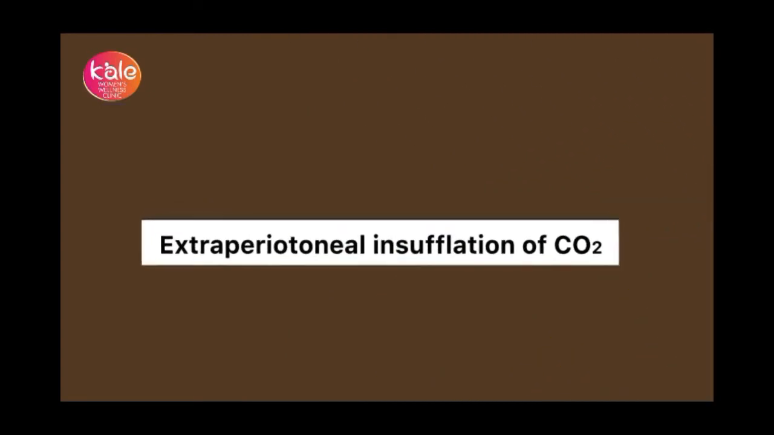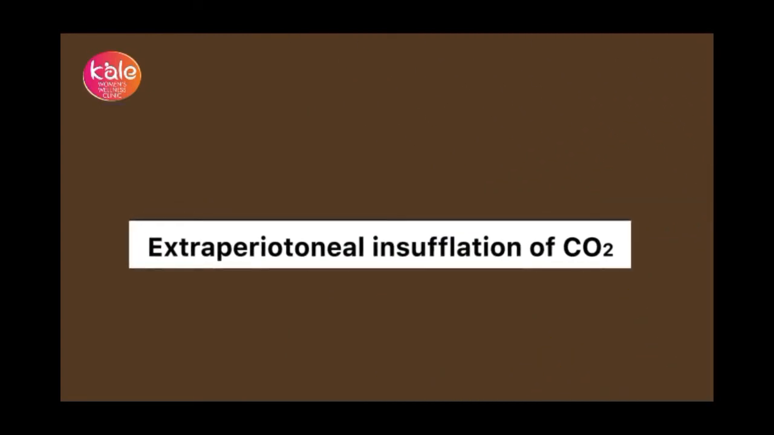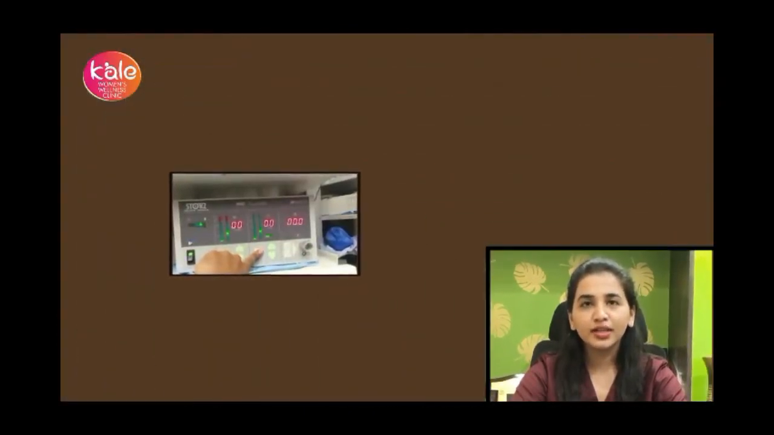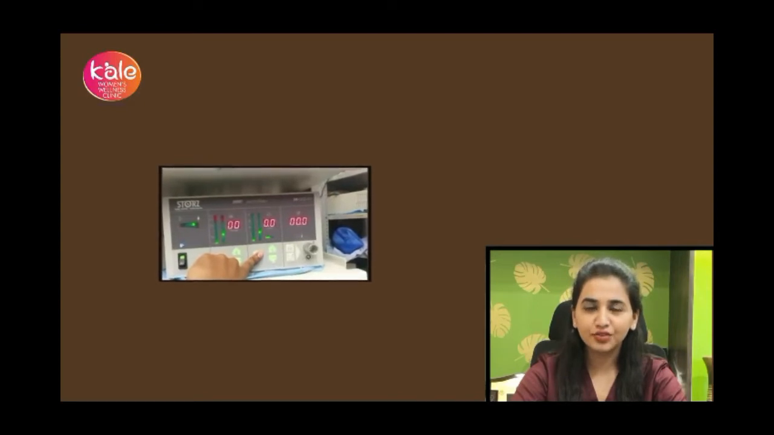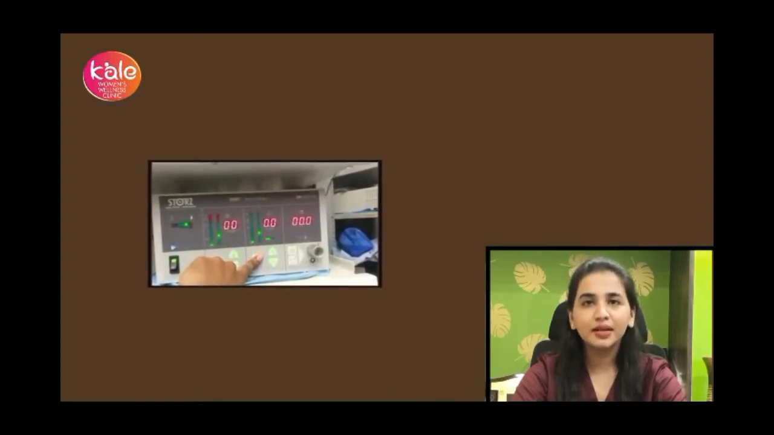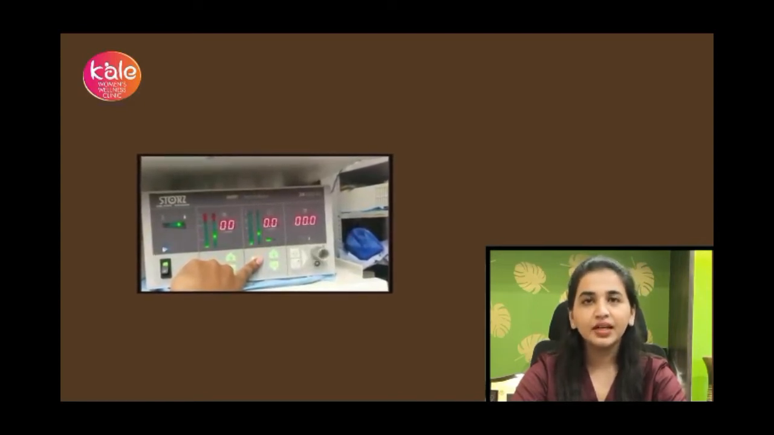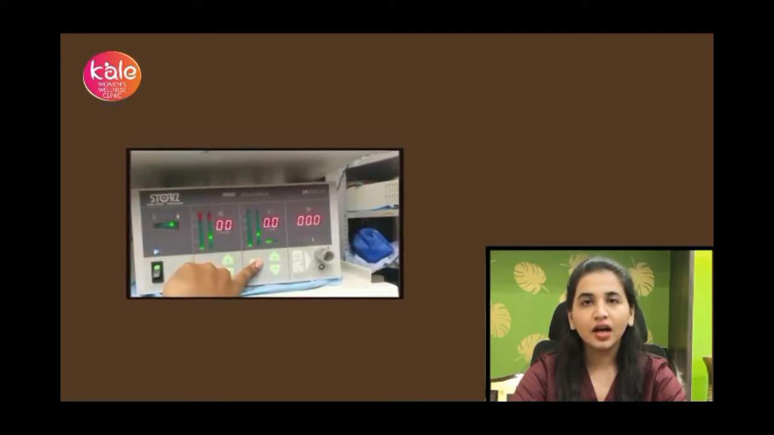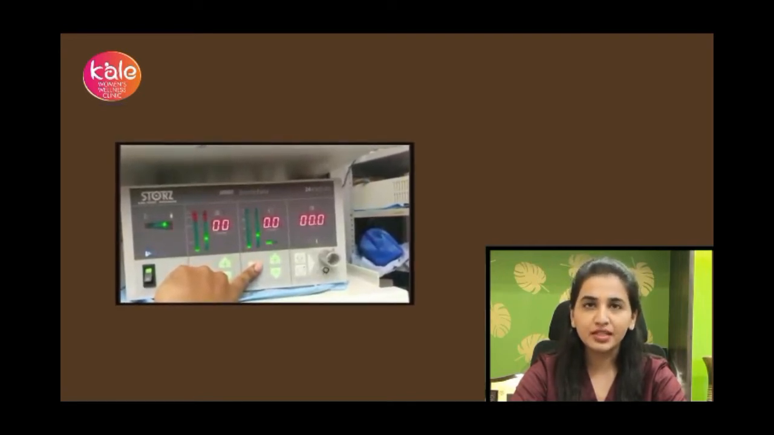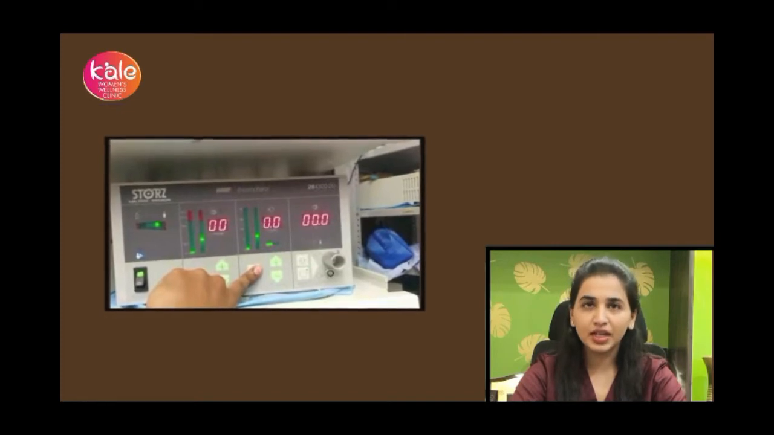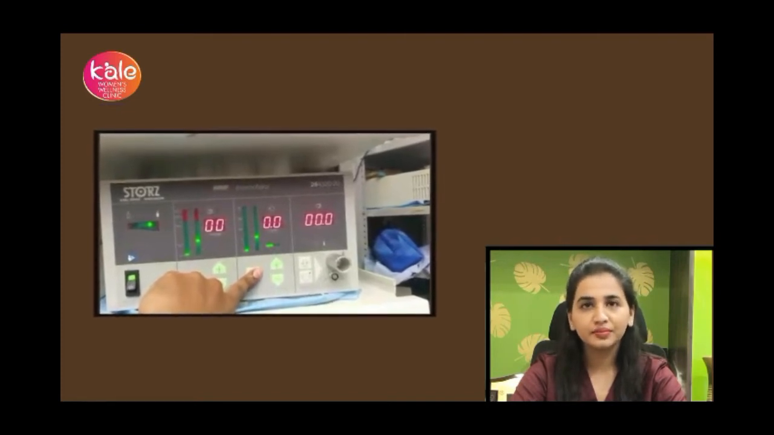Extraperitoneal insufflation of CO2 is another common problem in thin patients. To prevent this, we must always confirm the intra-abdominal position of the Veress needle. The best method to do this is to check the pressure setting on the CO2 insufflator, which must be less than 10 mm of mercury. The other tests that can be used are a double click sound of the Veress needle, a hanging drop of saline, or a syringe test.